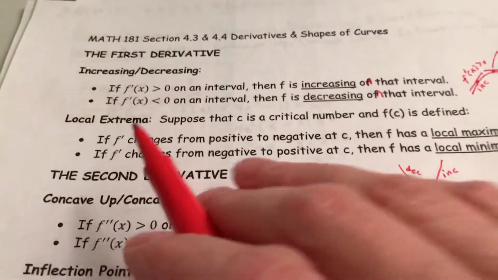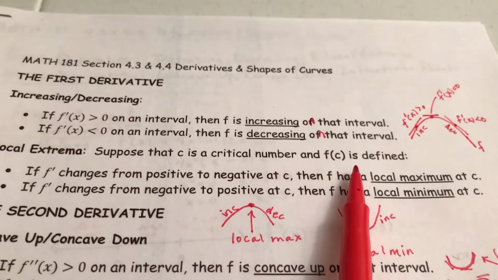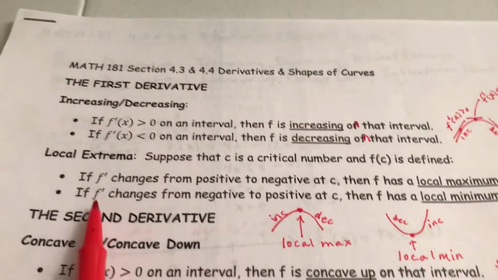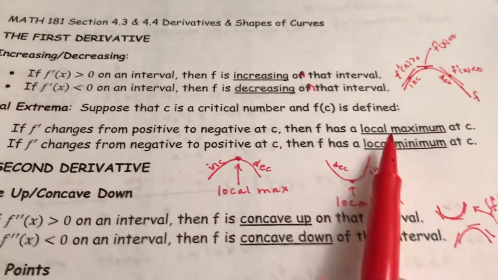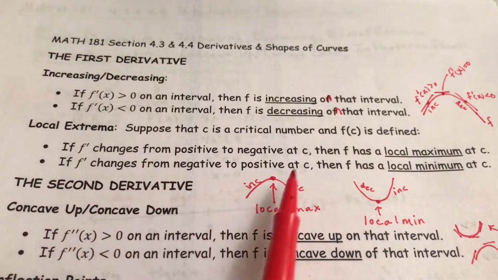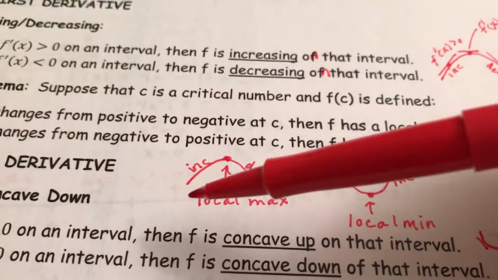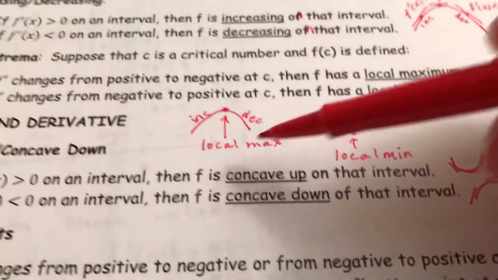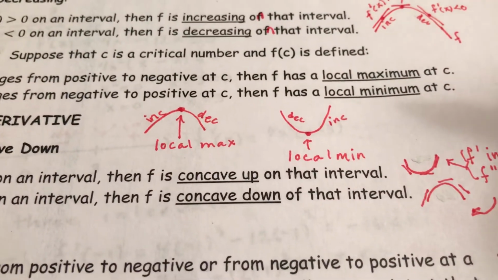Now, local extrema. Suppose that c is a critical number, and we know about c being a critical number, and f of c is defined. So we're looking for where the derivative is defined and equal to 0. If f prime changes from positive to negative at c, then f has a local maximum at c. If f prime changes from negative to positive at c, then f has a local minimum at c. So we're just talking about increasing to decreasing, like over here. The derivative is positive, derivative negative, local max. Decreasing to increasing, we've got a local min. Make sense?